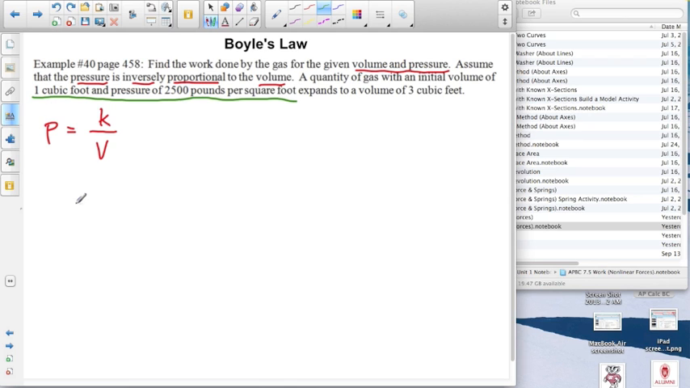So we have 1 cubic foot, and we have a pressure of 2,500 pounds per cubic foot. And so we're going to go ahead and find that proportionality constant. So a little cross multiply here, our proportionality constant is 2,500 pounds. And so we know then that this relationship is 2,500 over the volume. Okay, and now we're going to go ahead and allow that expansion to occur.